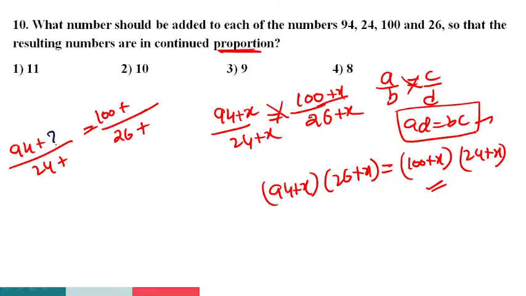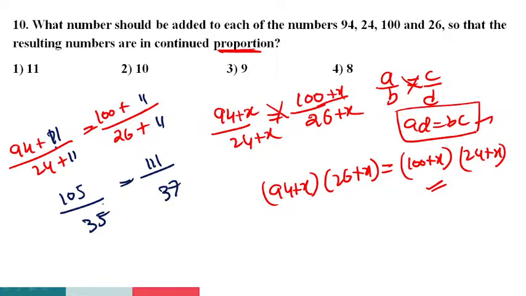What number should be added? We don't know, so we have to substitute the options. For example, 11. So 11 is substituted here. 94 plus 11 is how much, guys? 105. Again substitute 11 here: 24 plus 11 is how much? 35. And next, 100 plus 11 is how much? 111, by 26 plus 11 is how much? 37.